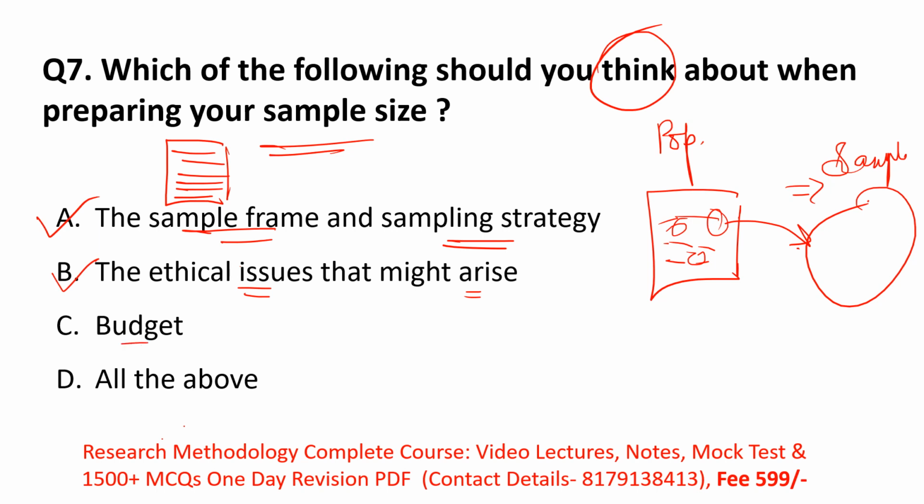Then option D, budget. Yes, if you are selecting your sample size, it should be under your budget, not above your budget. Then only you can perform your study. So you should also think about your budget when you are preparing your sample size. So options A, B and C are all correct. That's why the correct option here is option D, all the above.